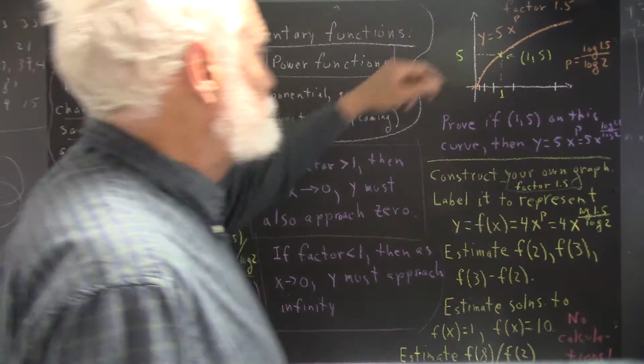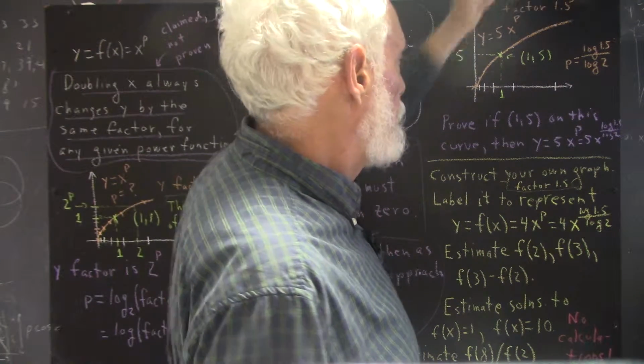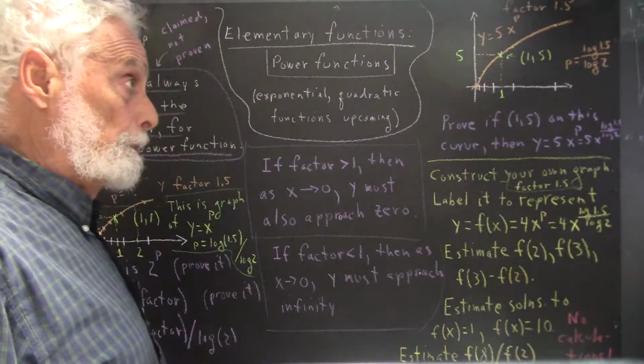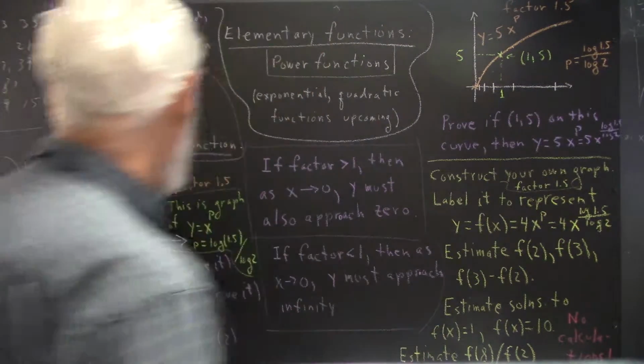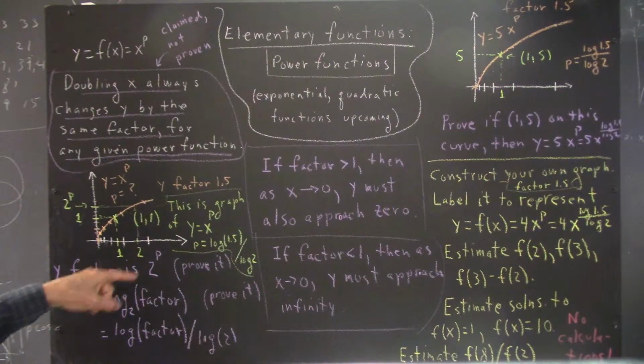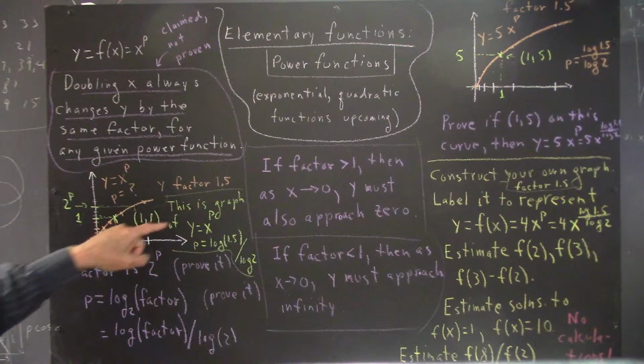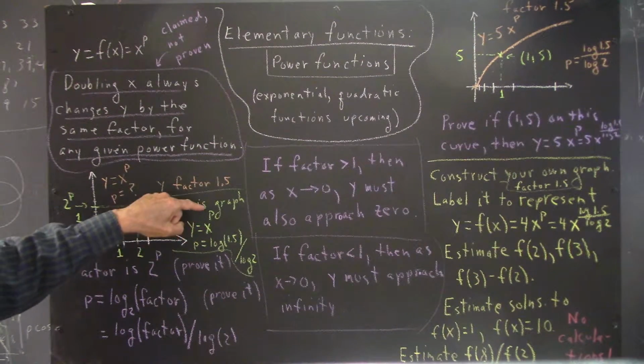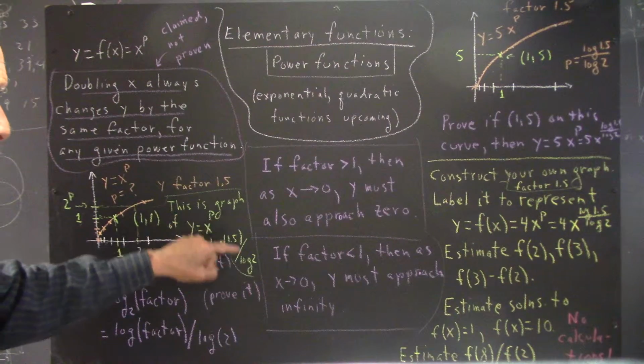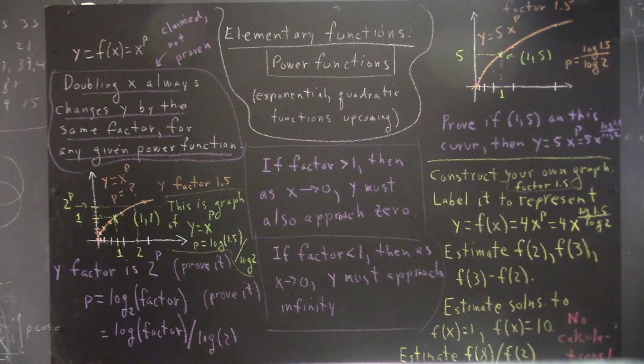Okay, now here's our factor 1.5 graph again. And I've noted over here, now in green, that this is a graph of y equals x to the p, where p is log of 1.5 divided by log of 2. That follows from what we said here, whether you understand it completely or not. You can accept it. You can calculate the value of p, as I've said.